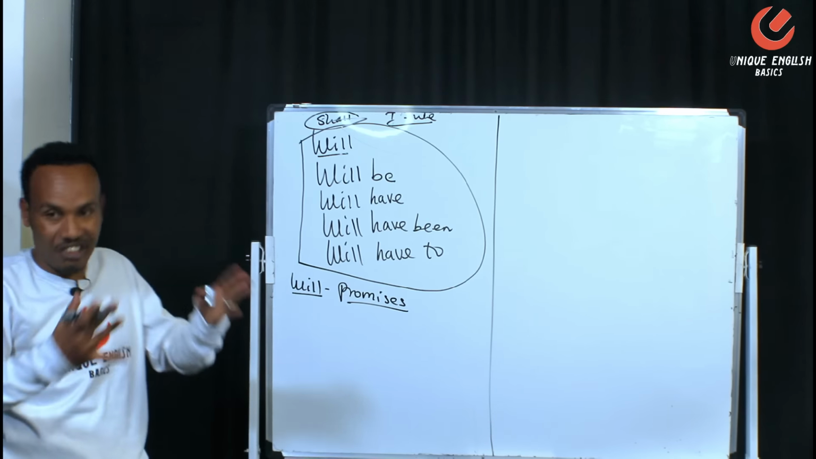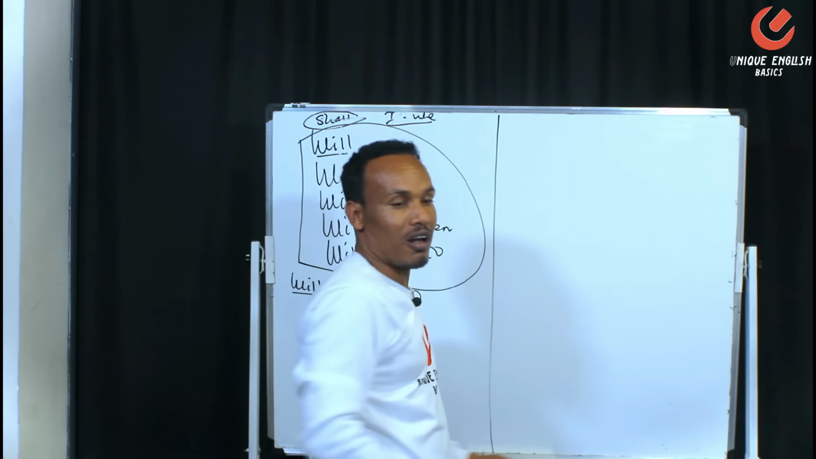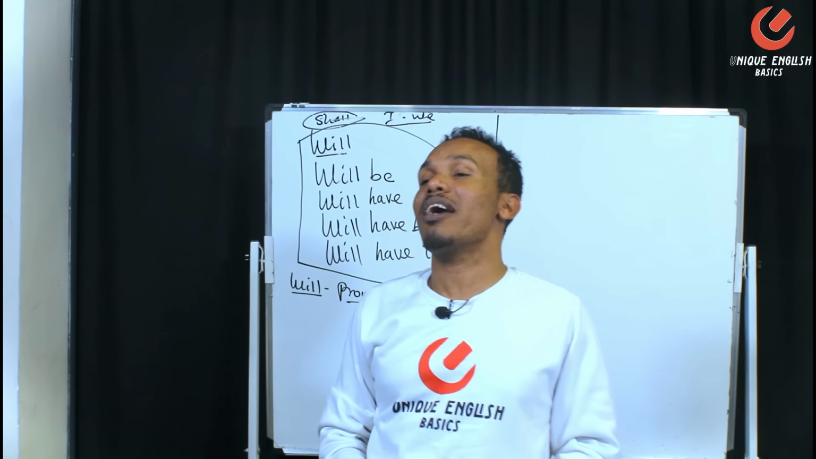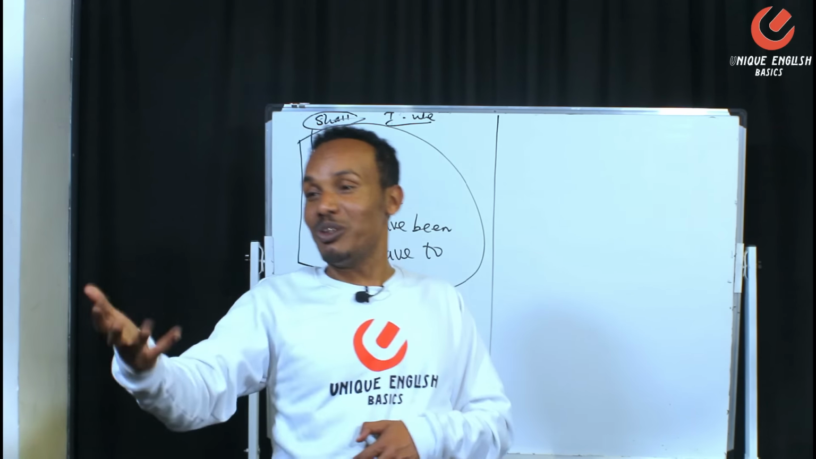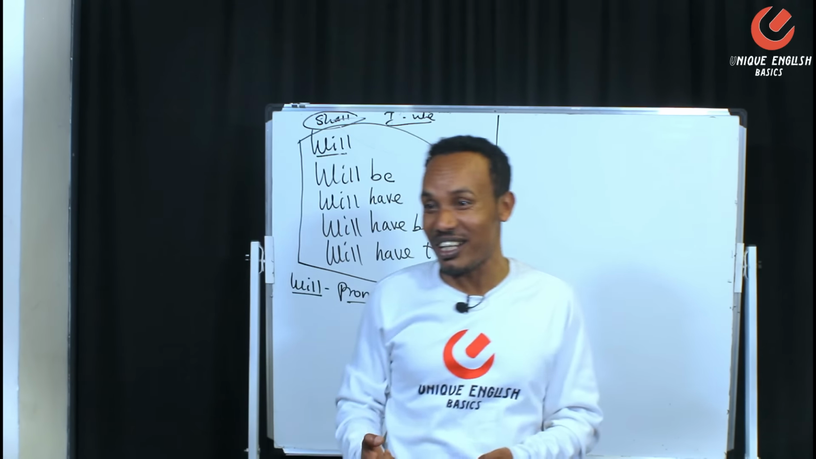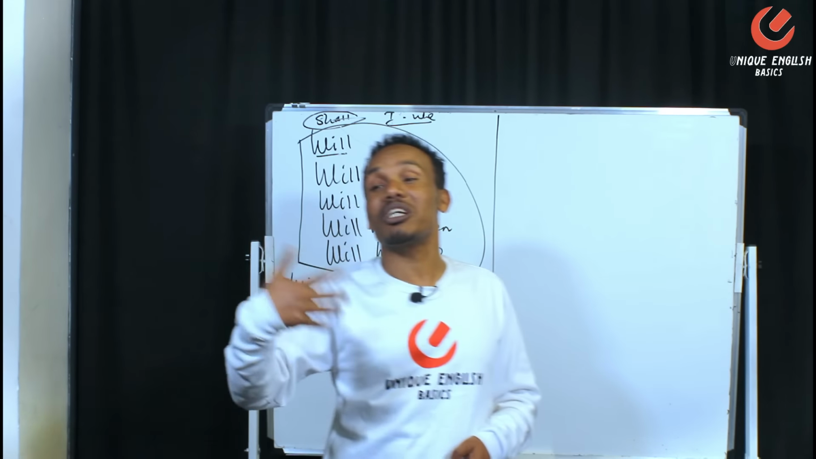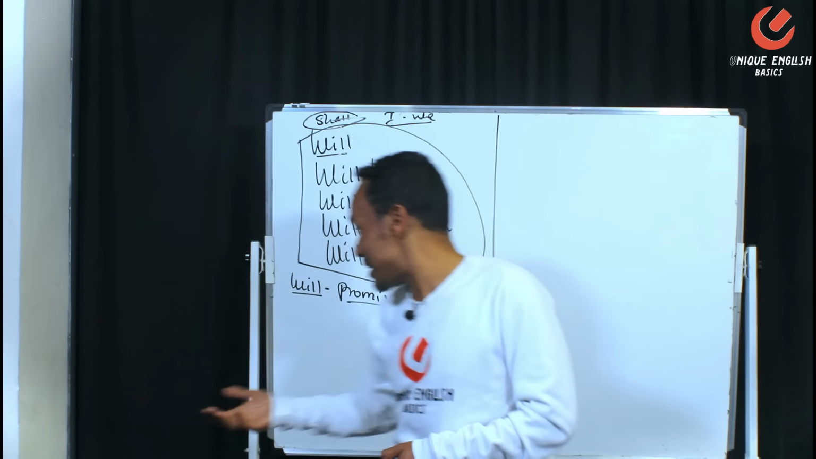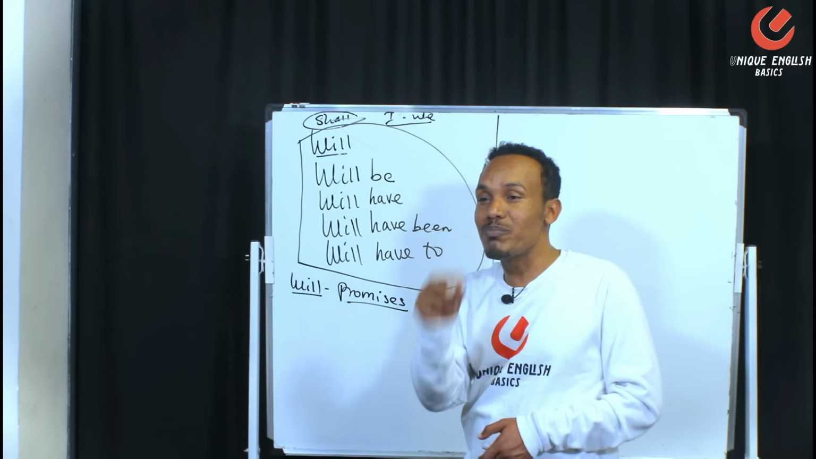When you make a promise to someone, we use will. For example, what can you say? I'll buy you coffee. I'll buy you, right? I'll buy you a jacket. You're just making a promise. I'll buy you a jacket, don't worry. You are making some sort of, you know, promise. So will is used to talk about promises.